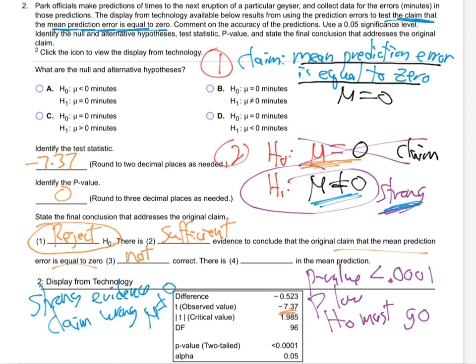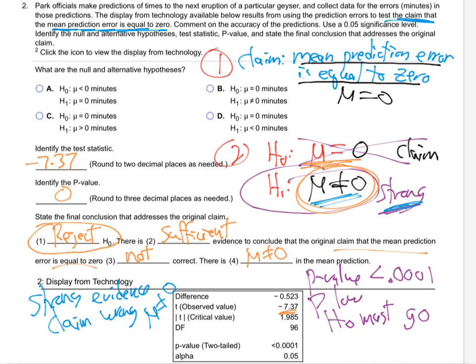So if the mean prediction is not correct, there is, I don't know what they want there. There is, what do they want? I don't even know what they want there. We're concluding this. Mu is not equal to 0.